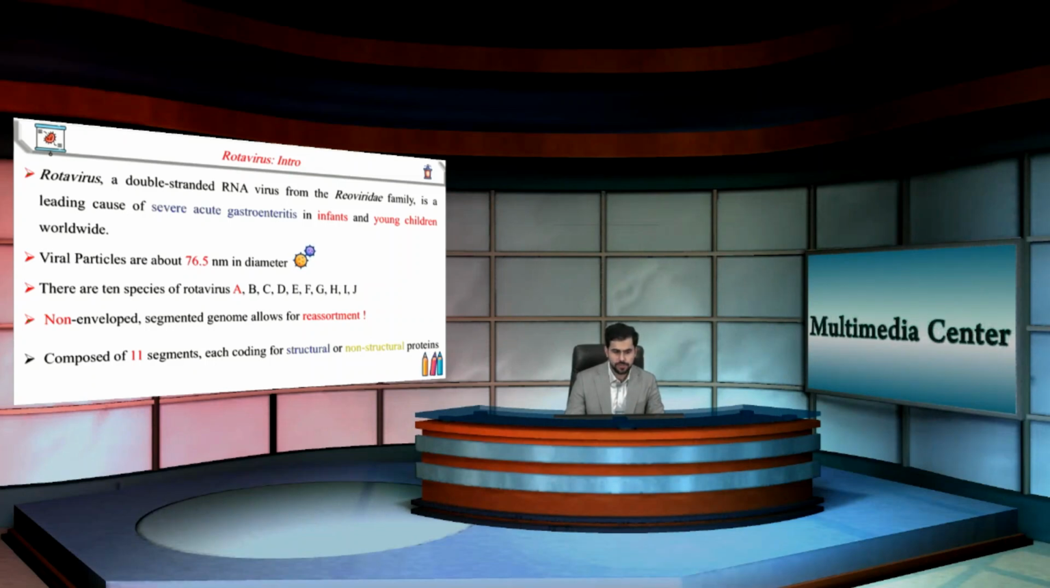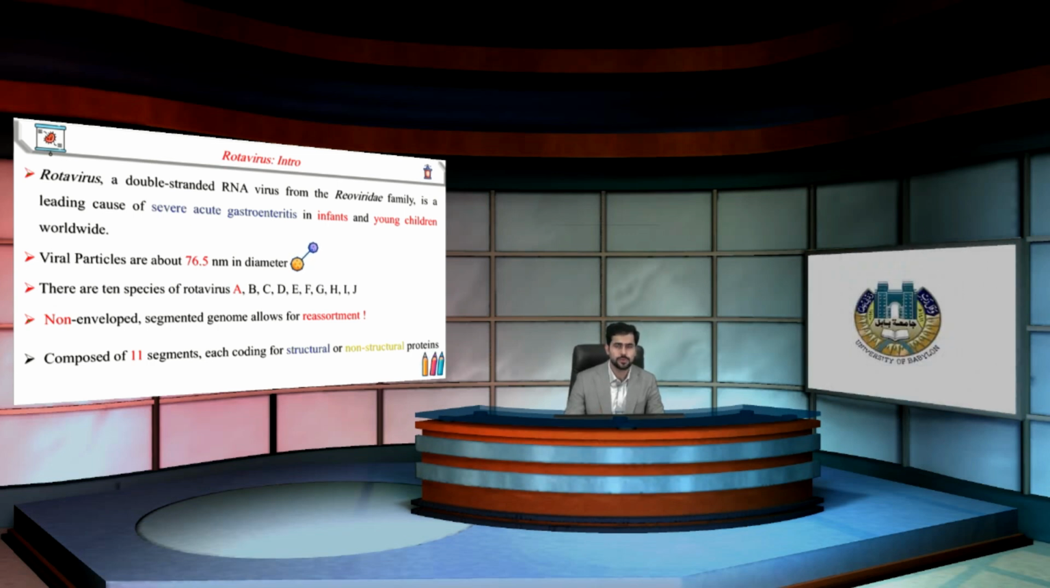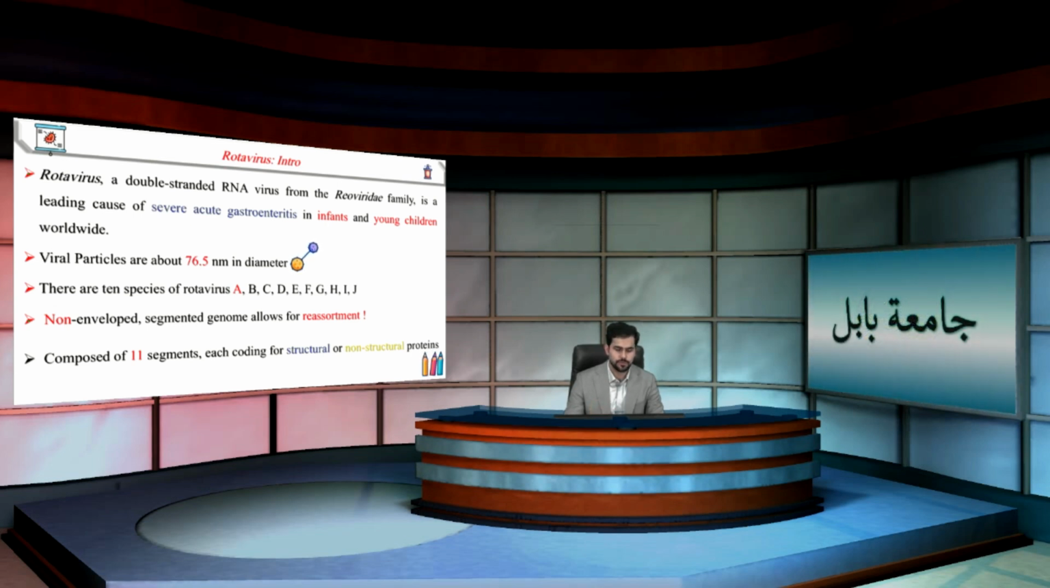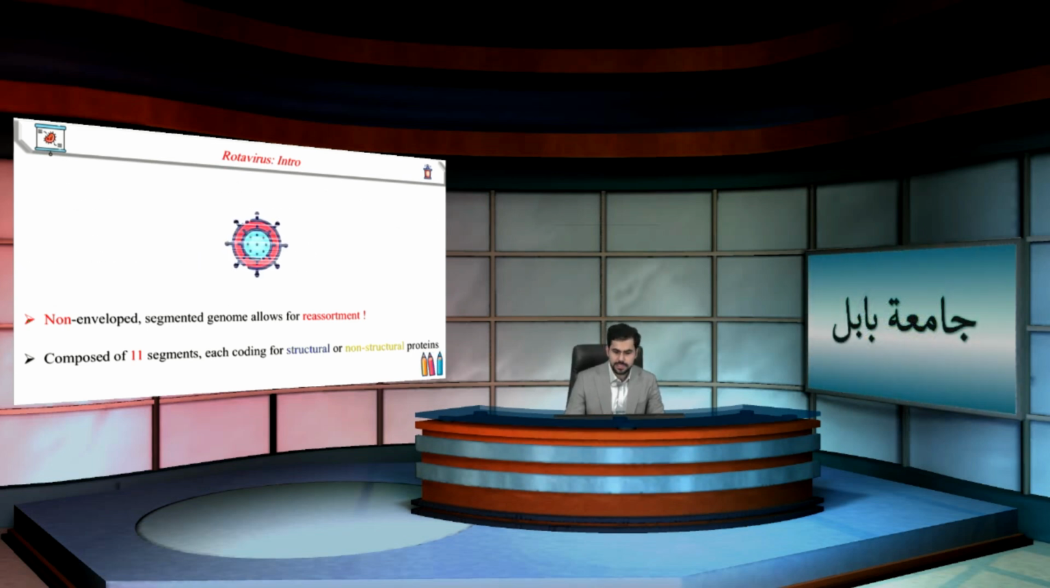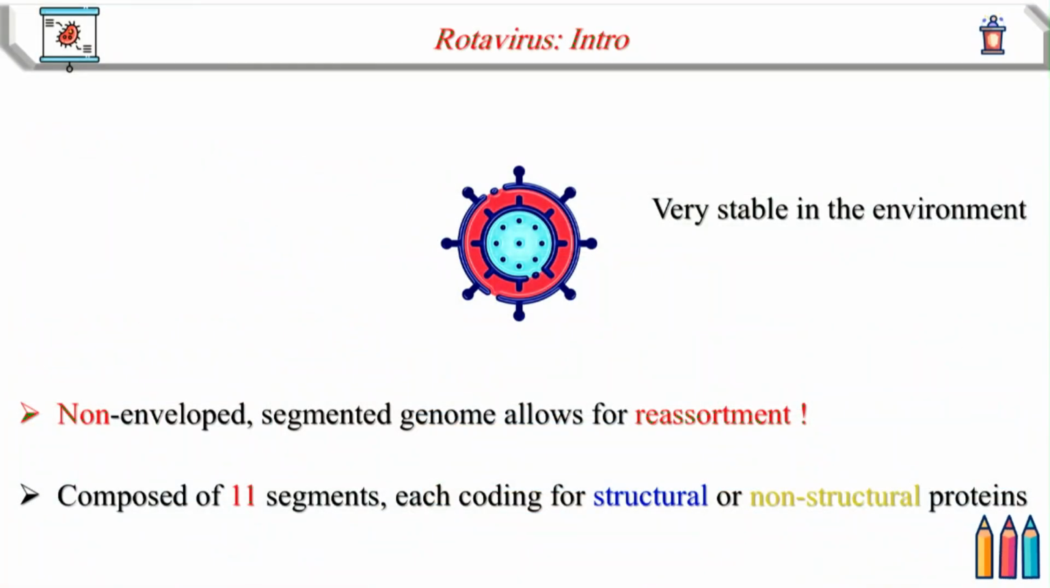This virus belongs to the Reoviridae family, and it has been estimated that the virus particle is about 76.5 nanometers in diameter. And there are at least 10 species of rotavirus distributed around the world. Rotavirus A is considered the most common for humans. This virus is a non-enveloped virus, also called a naked virus. The non-enveloped structure renders the virus very stable in the environment and, at the same time, resistant to chemical and physical agents.